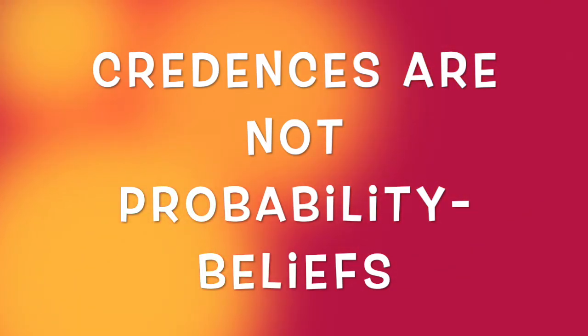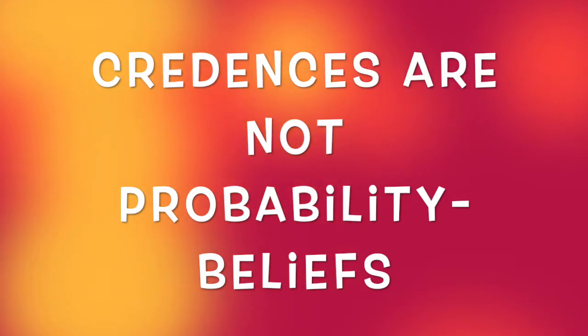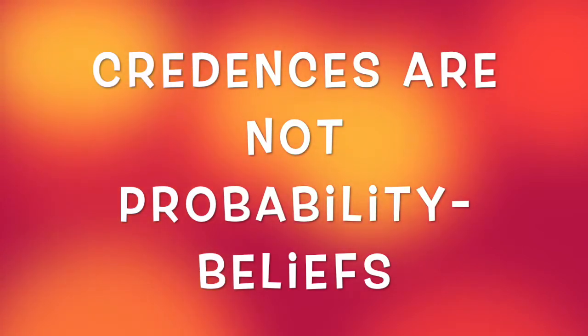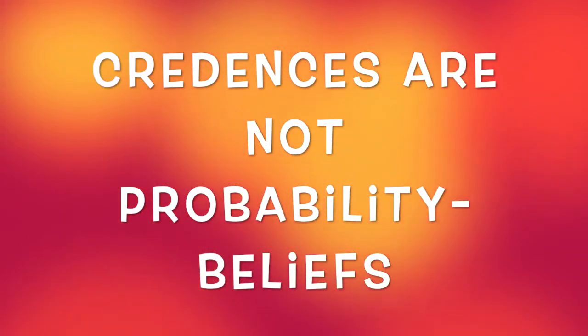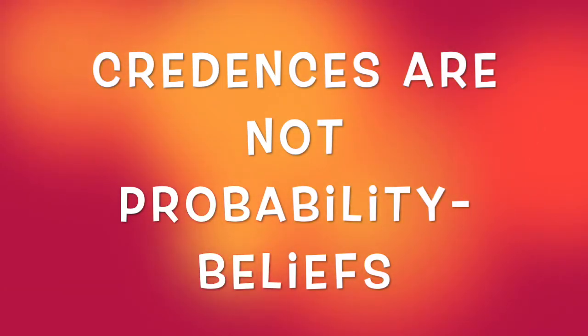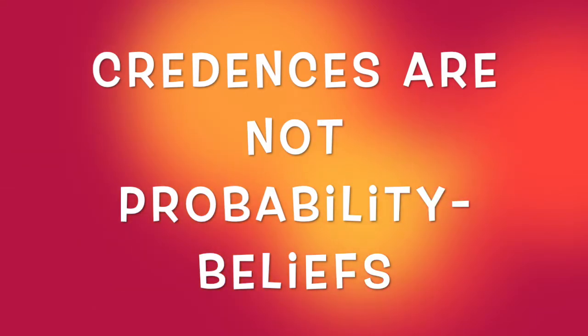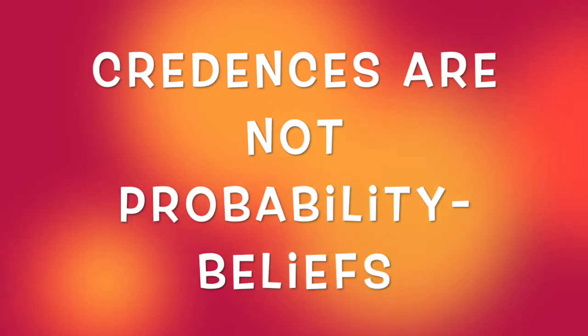A second advantage of this belief first view is that it can explain both precise and imprecise credences. You can have a belief that the probability of P is some precise number, but you can also just think it might be that P, or it's probably that P, or it's definitely that P, and those might correspond to more imprecise credences. So I think those are two advantages of this specification of the view.